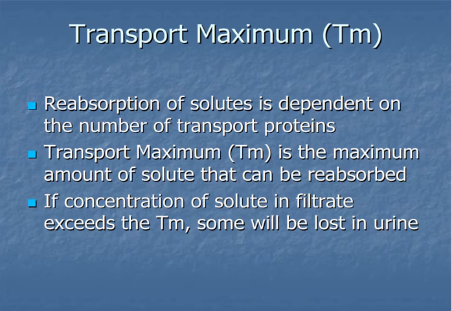Now remember we said that most of the solutes are going to be crossing from the renal tube into the peritubular capillaries through a transport protein. And so transport proteins are the primary way in which we reabsorb things like glucose and also sodium. Our ability to do this is based on the number of transport proteins and also on the concentration of the solute that we're reabsorbing within the tubule.